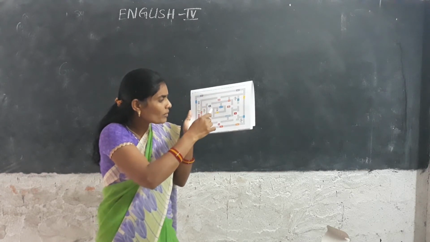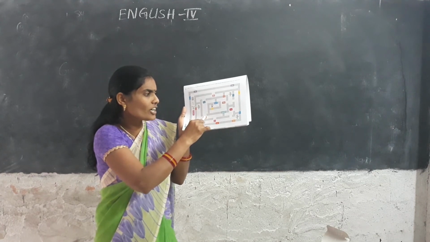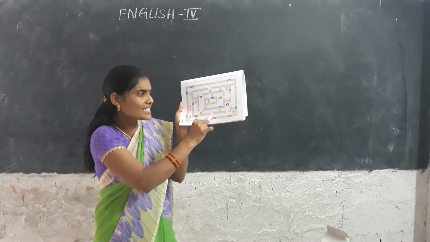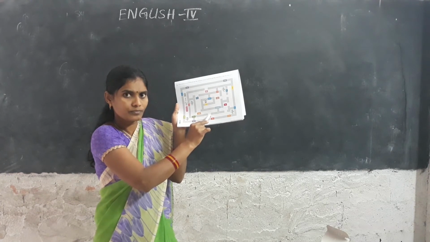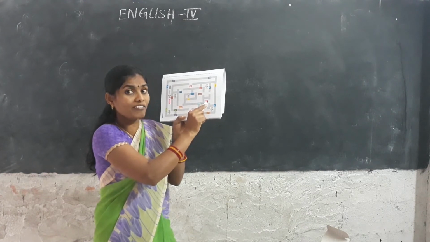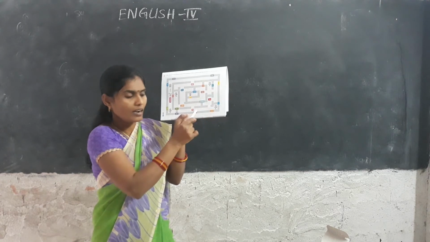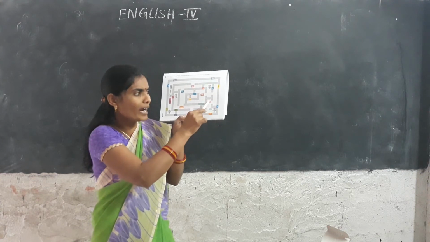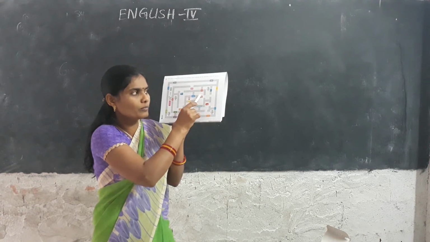Next, jovial to grumpy. Grumpy is adjective. Then grumpy to wise. Wise is adjective. Then wise to wild, W-I-L-D. Amma, wise to wild. Why? Because wild is adjective. Then wild to brave.